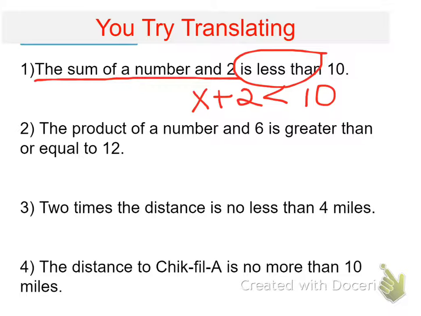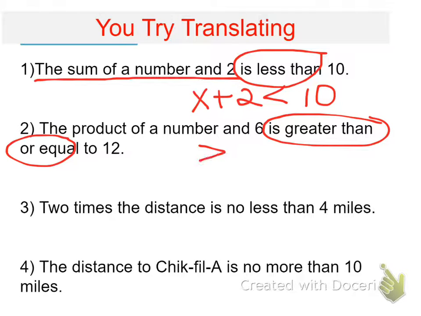The product of a number and 6 is greater than or equal to 12. What words tell us what our symbol is, Anna? Greater than or equal to. Yep, greater than or equal to. So before that goes what? What does that look like? 6x is greater than or equal to 12.